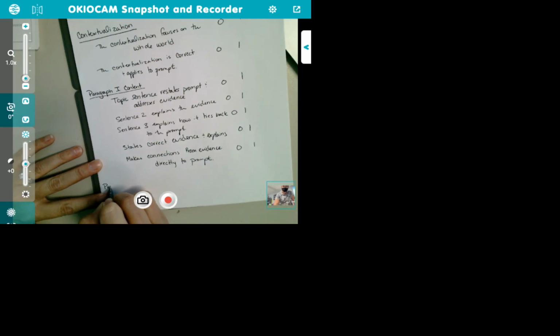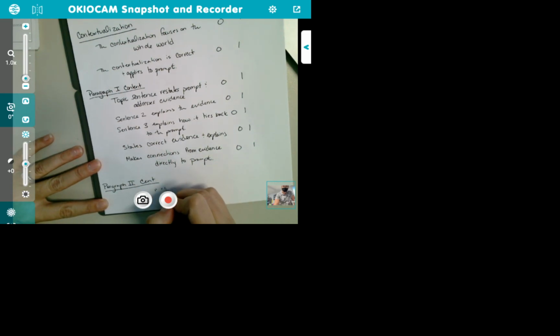Okay, paragraph 2 is going to be the exact same thing, written twice. So for me, I'm just going to do this because I can. For me, I can just do that.